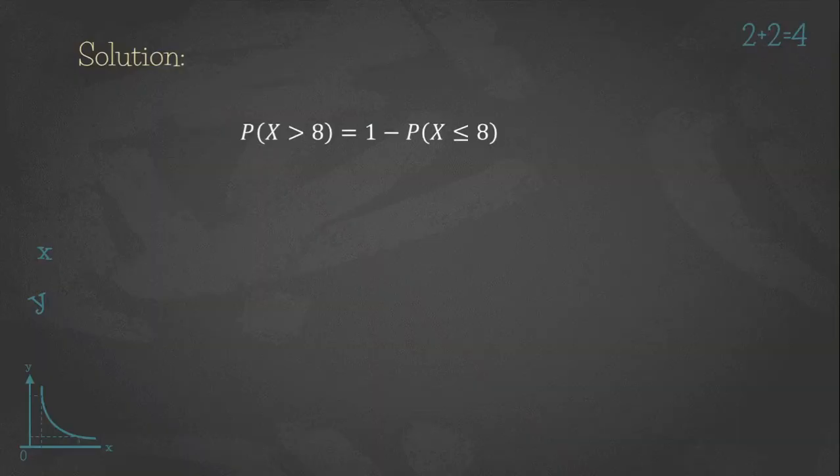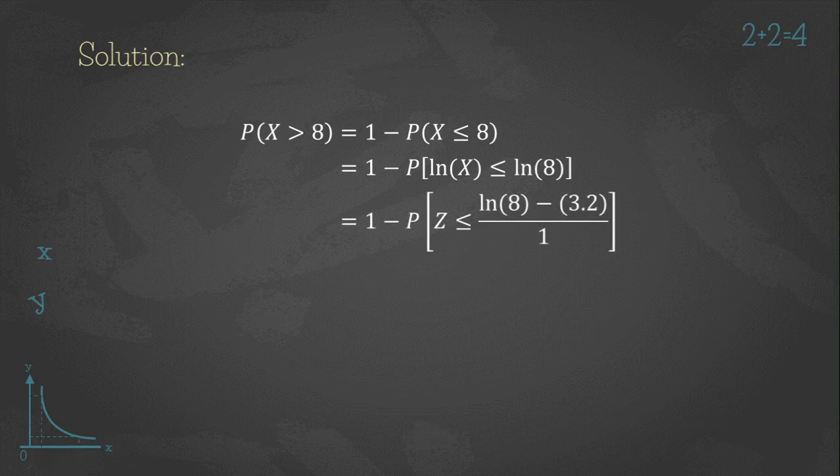Solution. The probability of x is greater than 8 equals 1 minus the probability of x is less than or equal 8 equals 1 minus the probability of ln of x is less than or equal ln of 8. So, kinuha lang natin yung natural logarithm nito. Gamit lang yung cumulative distribution function. Isa-substitute natin yung given. 1 minus the probability of variable z is less than or equal ln of 8 minus 3.2 over 1. So, itry natin siya sa ating calculator.